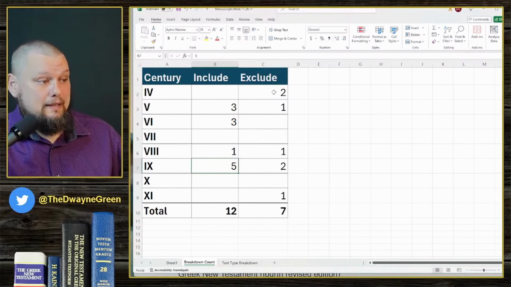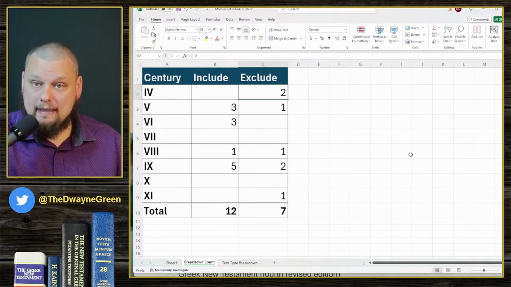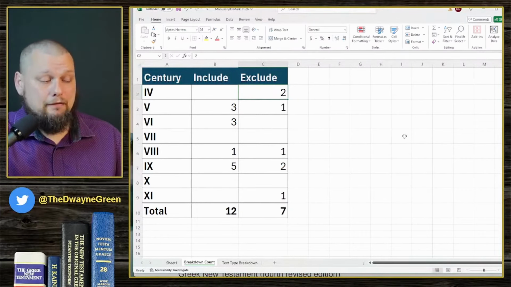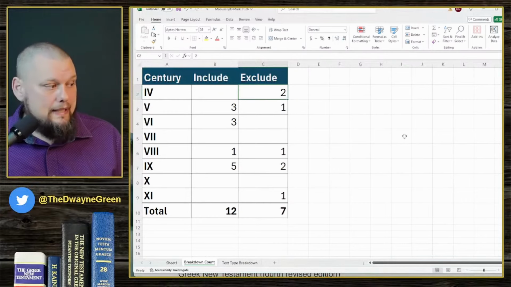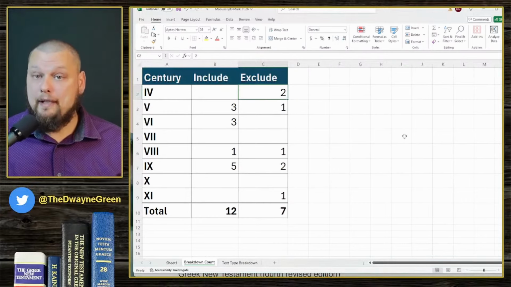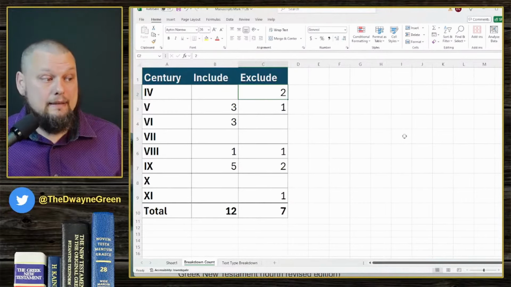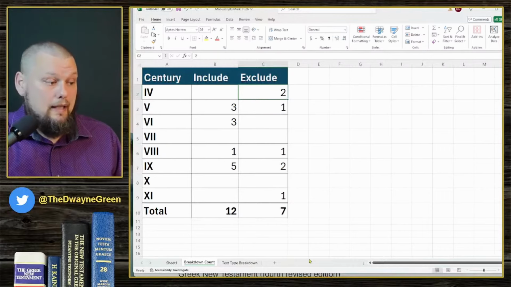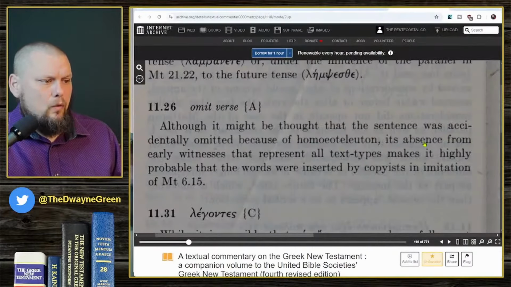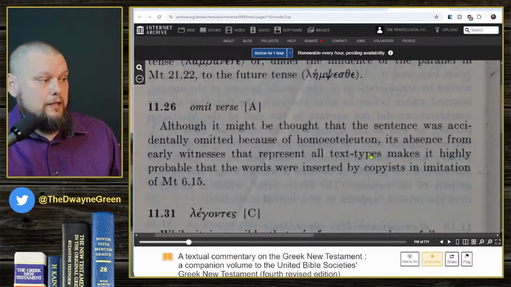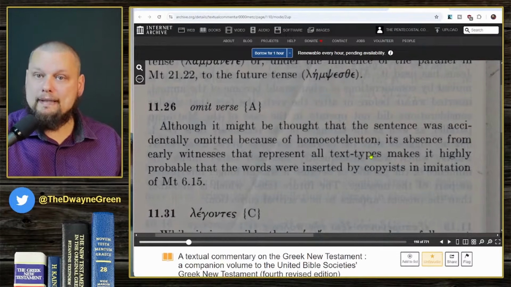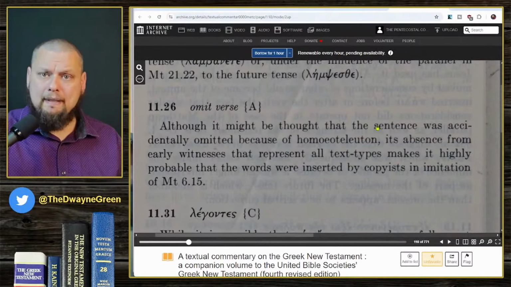Now, the question is, does Sinaiticus and Vaticanus justify pushing this over the edge? Because there's no other way to read this data and read these facts other than Vaticanus and Sinaiticus pushing it over the edge, right? Now, I want to come back to Metzger's charge here. Remember, he says, its absence from early witnesses that represent all text types. Well, the next question is, are all text types represented in the exclusion?